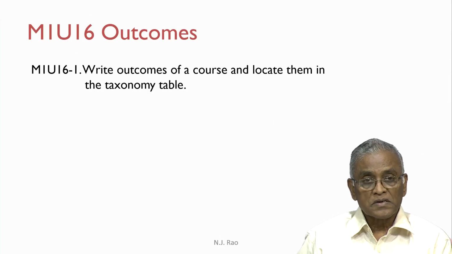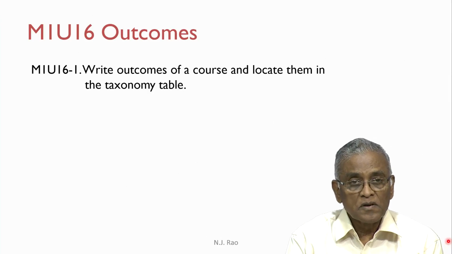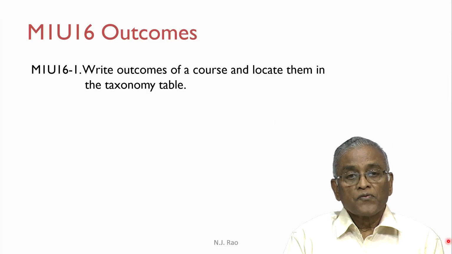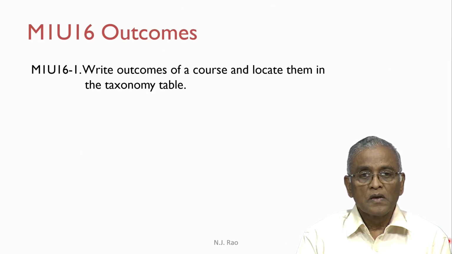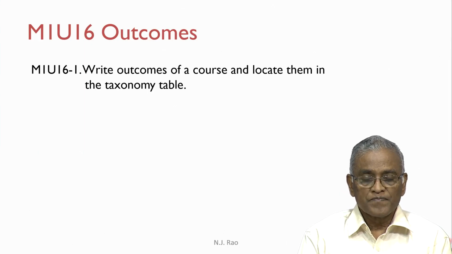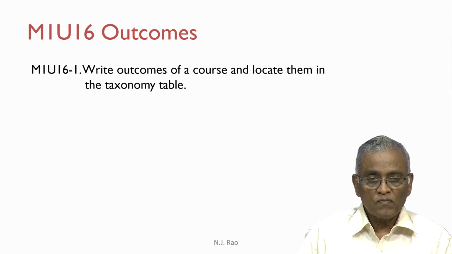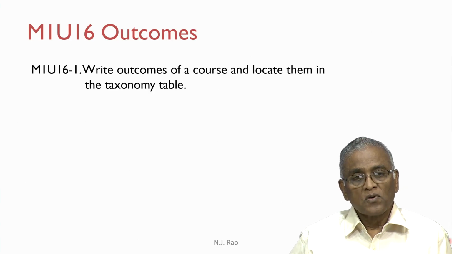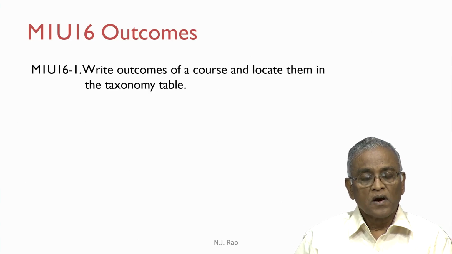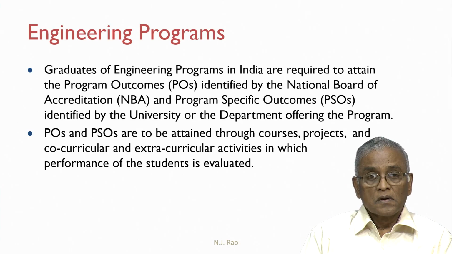Now the present unit, M1U16. The main outcome is to write outcomes of a course and locate them in the taxonomy table. It is like writing outcomes for a course. This is the main goal of Module 1: how to write outcomes in the context of outcome based education.